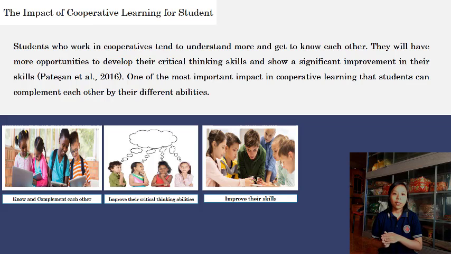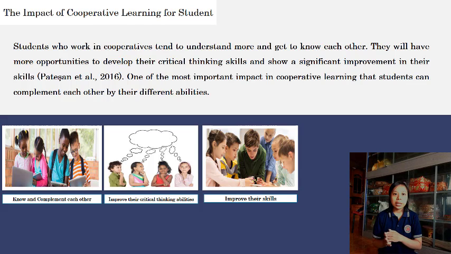The main objective of cooperative learning is to achieve the learning target through the effectiveness of cooperative learning. To achieve the target, the teachers must use an effective teaching method of instructing the students. Students who work cooperatively tend to understand more and get to know each other. They will have more opportunities to develop their critical thinking and skills and show significant improvement in their skills.